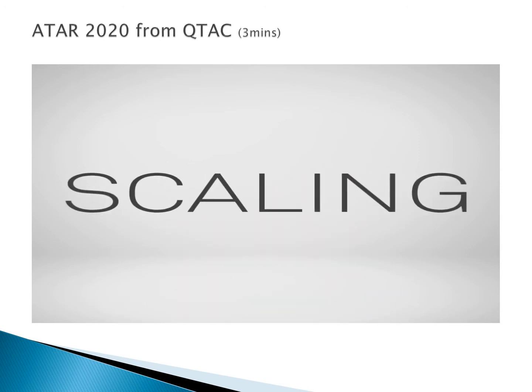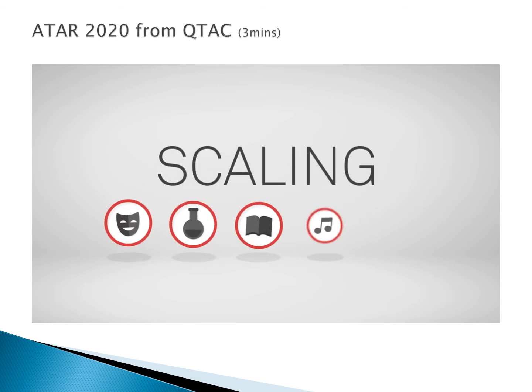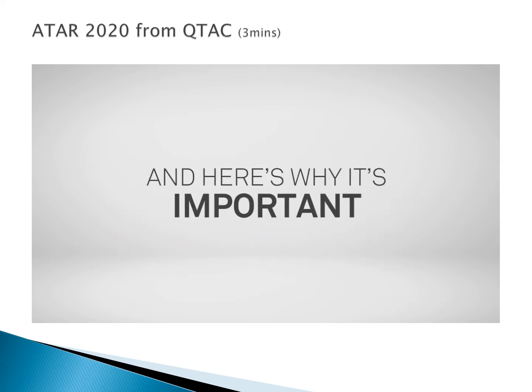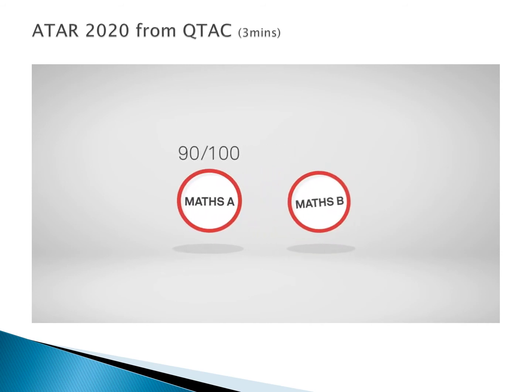A process called scaling will then be applied. The purpose of scaling is to prevent the unfairness that would occur if we simply added up raw subject results. And here's why it's important. Without scaling, a score of 90 out of 100 in Maths A would be the same as a 90 out of 100 in Maths B. But that doesn't make sense.